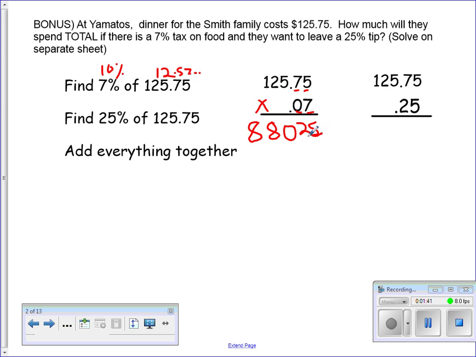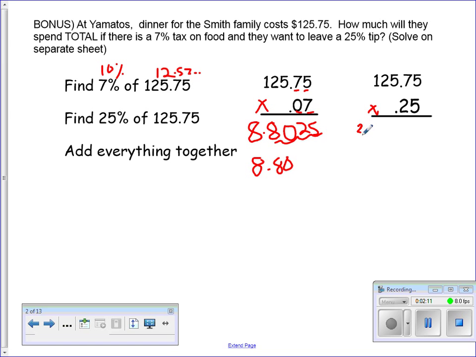So where does it make sense to put the decimal here? 8.8025. I'm going to round to the nearest penny. So 0 is in my pennies place, and in my thousandths place I have a 2. So my tax is going to be $8.80. Now we need to find the tip. So my bill times 25%.